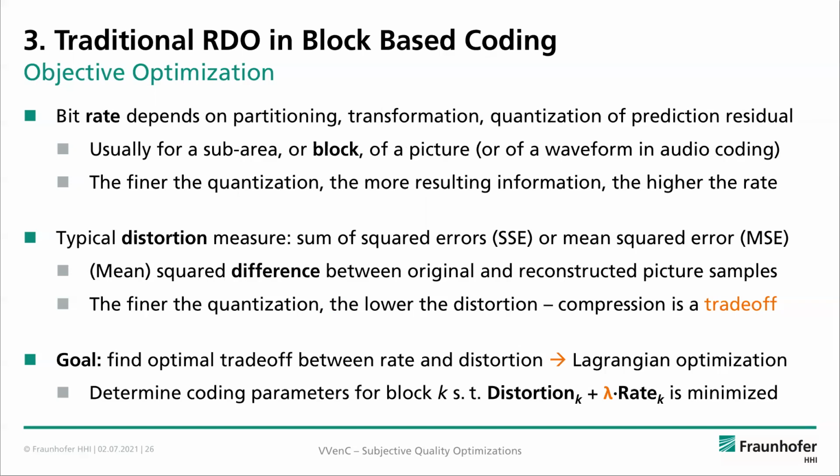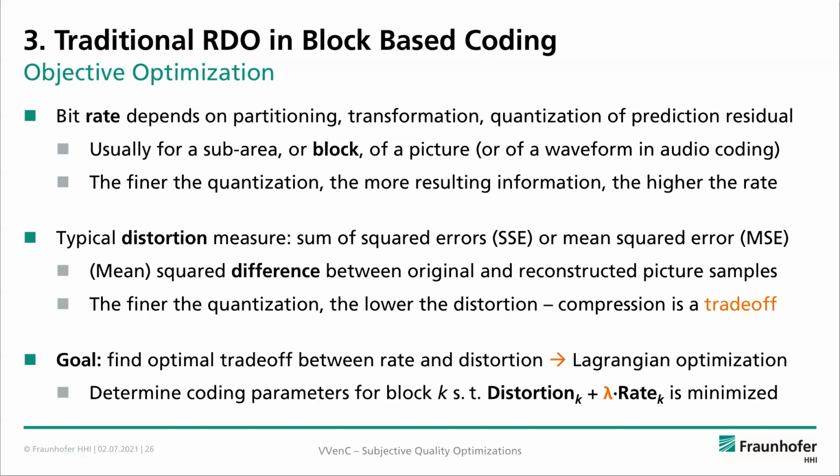Usually this is done for a sub-area or block of a picture, or in case of audio coding, where this also applies, of a waveform. And the finer the quantization, the more resulting information, of course, and the higher the resulting bitrate. A typical distortion measure is the sum of squared errors, SSE, or the average of those values, which is called the mean squared error, or MSE. And the error here means the difference between the original and the reconstructed picture samples. And of course, the finer the quantization, the lower the distortion.